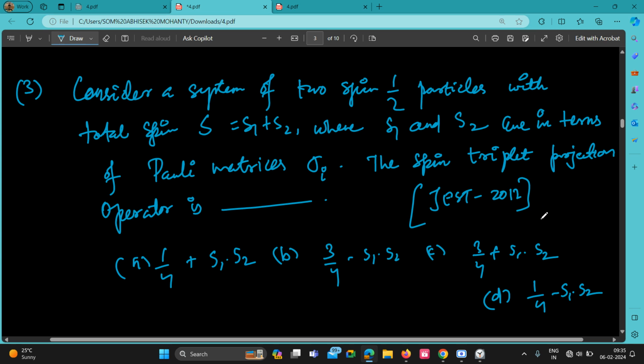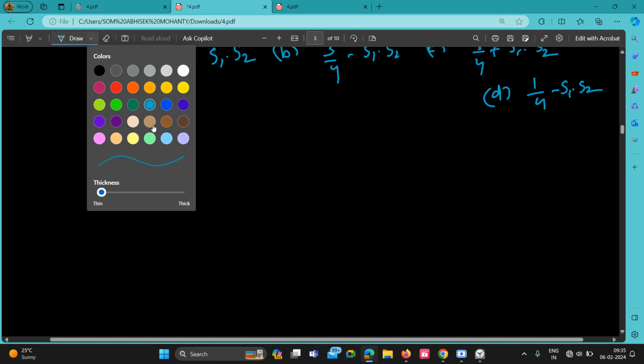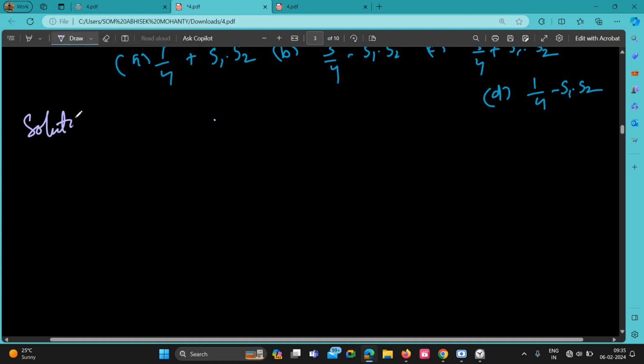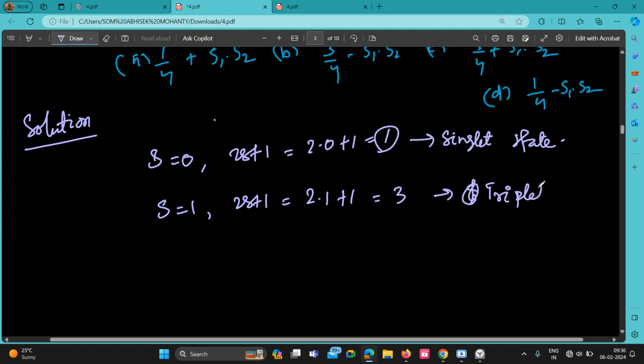Spin triplet projection operator. If S is equal to 0, then the multiplicity 2S plus 1 is equal to 2 into 0 plus 1, that is 1. So this is a singlet state. But when S is equal to 1, the multiplicity 2S plus 1 becomes 2 into 1 plus 1, that is 3. This is a triplet state. So this is what we want. We need to put S is equal to 1, then we will get the spin triplet projection operator.